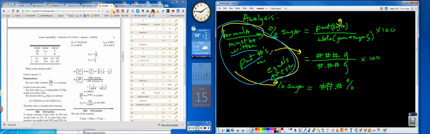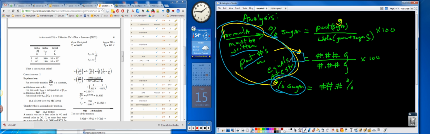And it's always nice to finish this up with a percent sugar. You didn't have to put it here in this part right here. You could leave that off. But here, it's a good thing to put it.